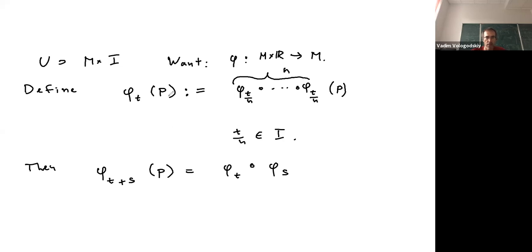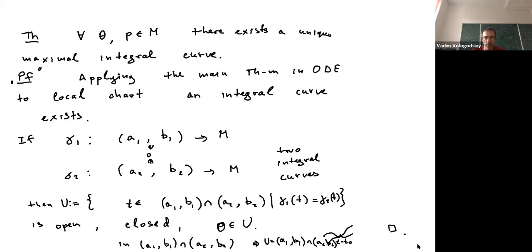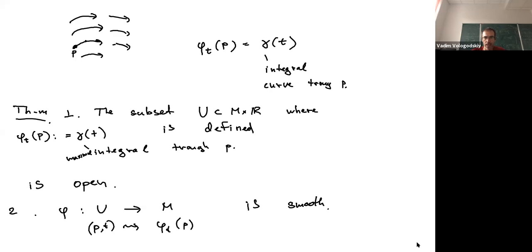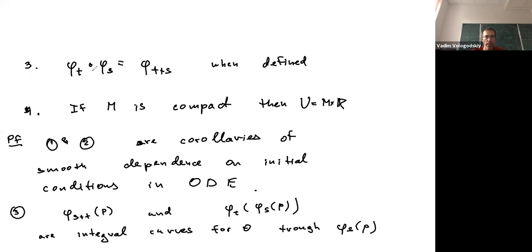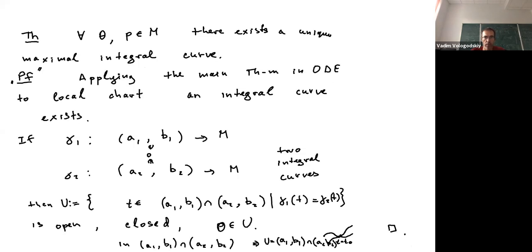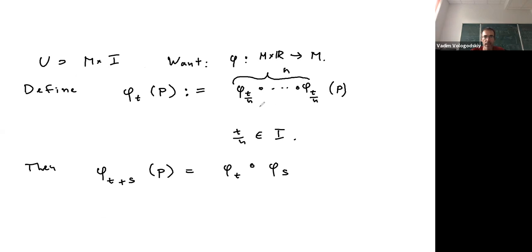Remember that this additivity property, this formula here, implies in particular that all these diffeomorphisms commute. So in particular, when n is a very big number, phi sub t over n commutes with phi sub s over n. Therefore, this property is a corollary of the fact that it holds on M times I.